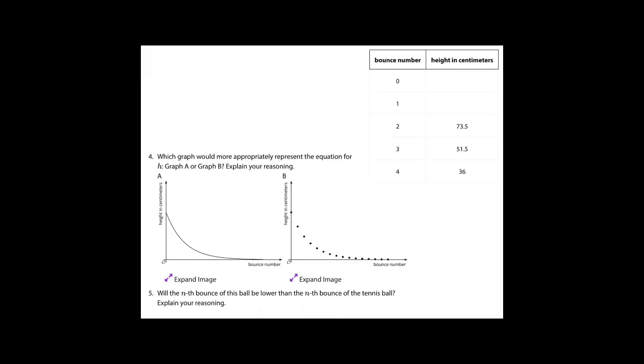So graph B is more appropriate. Only whole number n values make sense in this context. We cannot have bounce number 3.4.